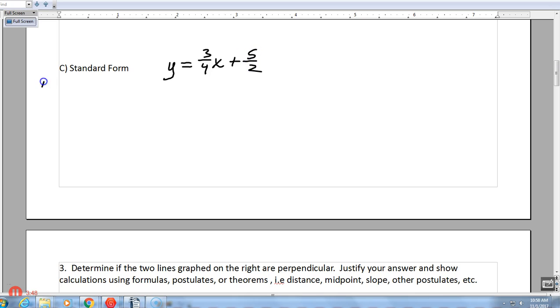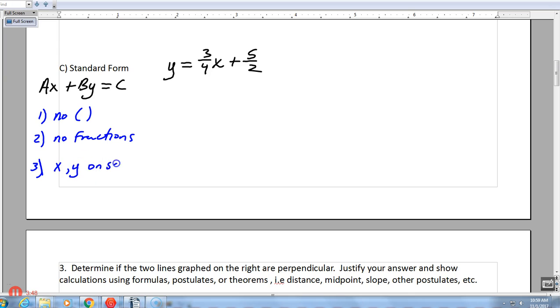Now the key thing about standard form, remember, it's in the general form ax plus by equals c, and there's basically 3 criteria. Criteria number 1 is no parentheses. Well, we just got rid of parentheses, so we're in good shape. We distributed. The second thing is no fractions. So I'm going to have to show you how to clear the fractions. And then the last criteria is we need to get x and y on the same side, traditionally on the left. Alright, so clearing fractions.